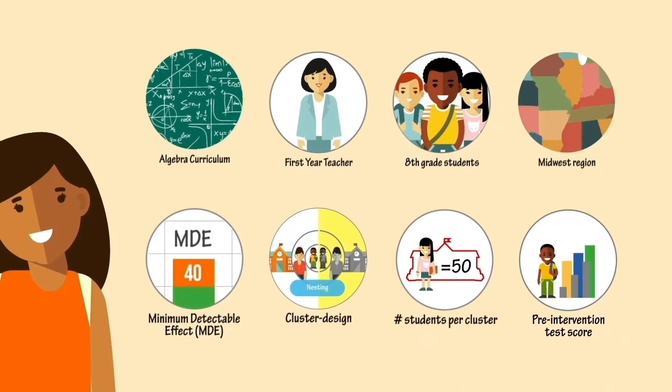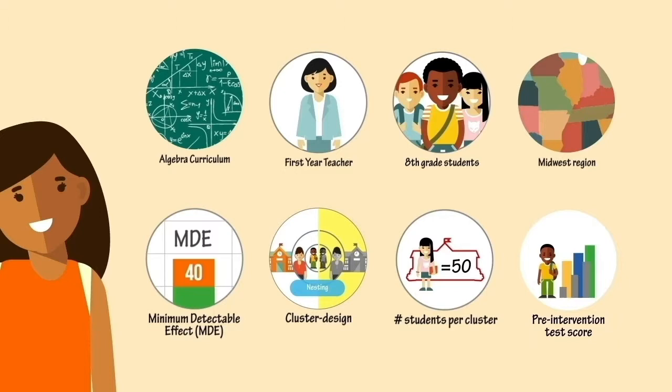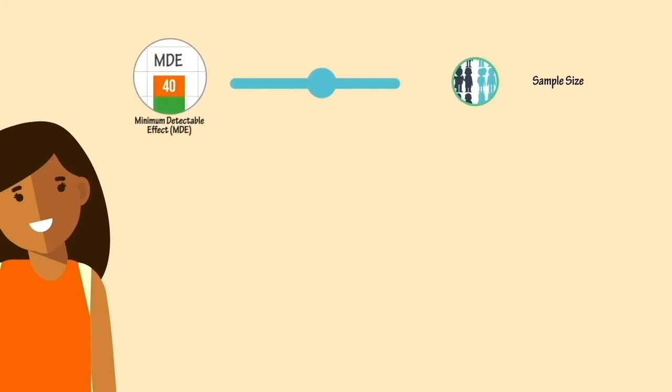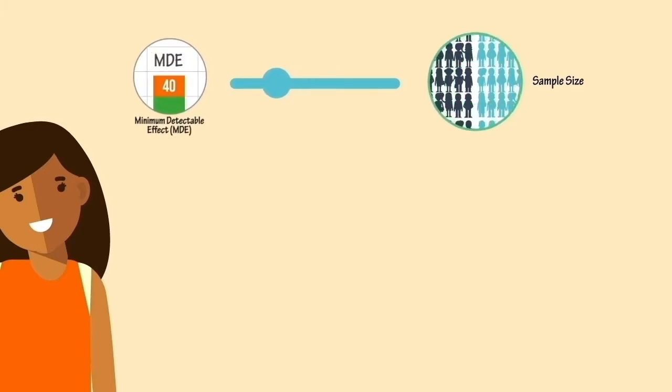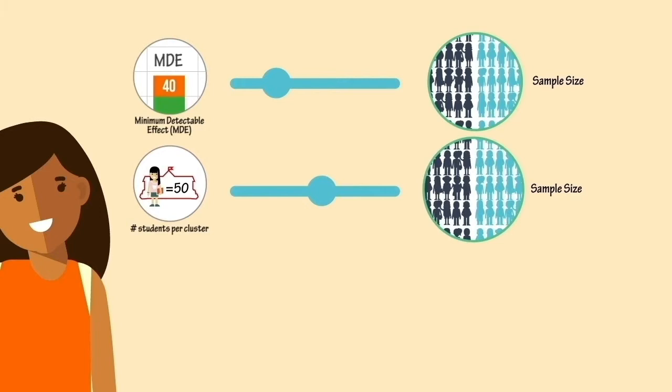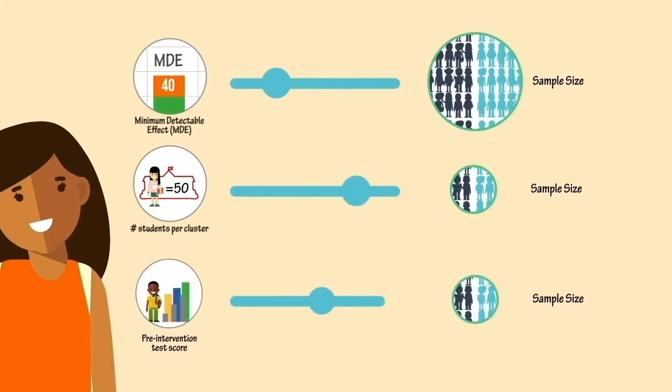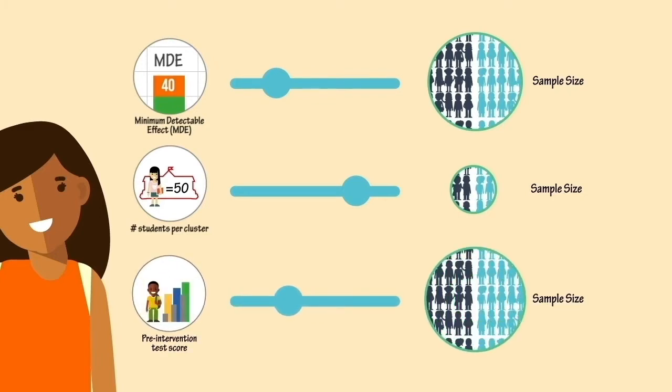In summary, several factors affect how your evaluator will determine the number of people you need in your study. These factors include A. The minimum detectable effect, that is, the size of the effect that you expect and need to observe to consider the results meaningful. B. The average number of students in each cluster, whether the cluster is at the classroom, school, or district level. And C. The correlation or predictive strength of any pre-intervention data on the outcome of interest that you have for the students in the study.